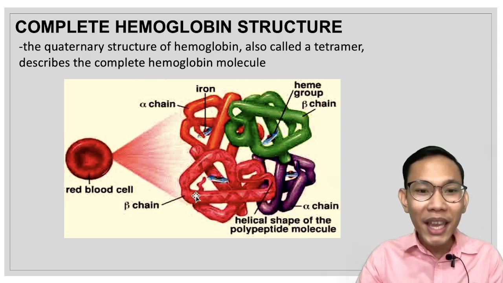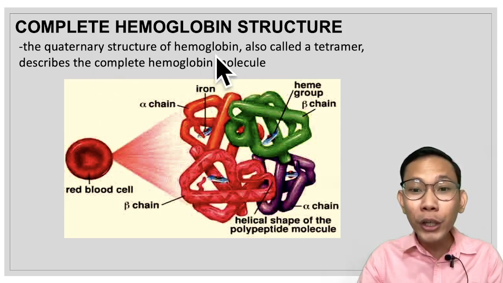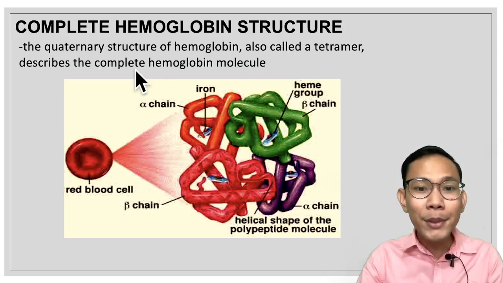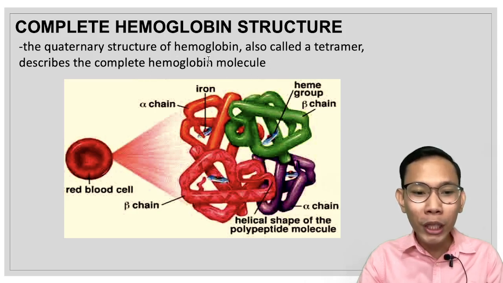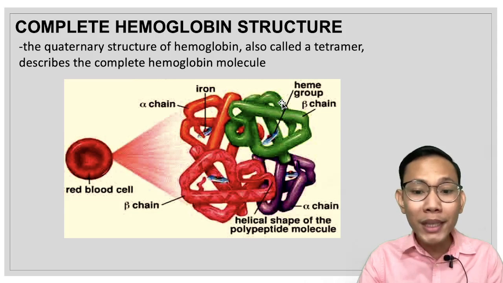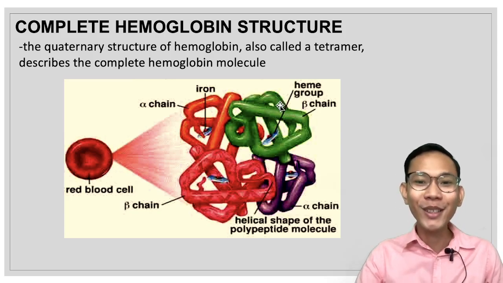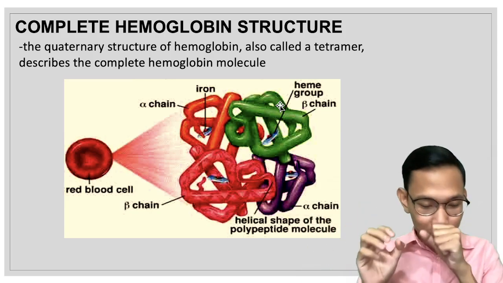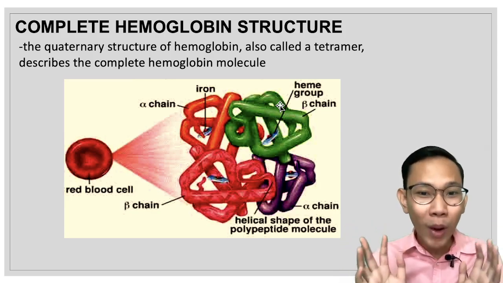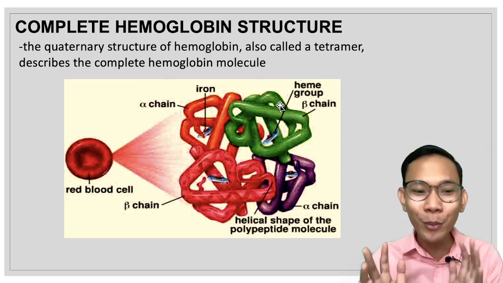So again, this is a quaternary structure of your hemoglobin, also called as your tetramer. Describes the complete hemoglobin molecule. So the complete hemoglobin molecule is actually spherical, has 4 heme groups attached to 4 polypeptide chains, and may carry up to 4 molecules of oxygen. That's actually the summary of the things that we discussed a while ago. Gets na natin ang hemoglobin structure.